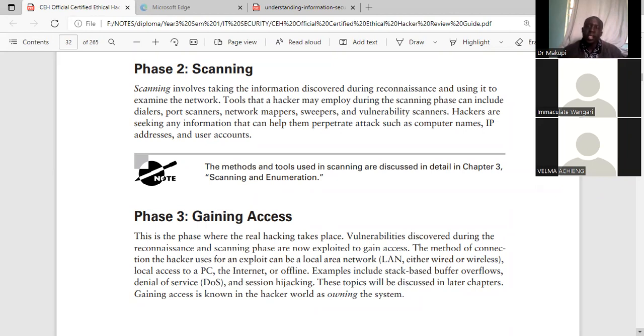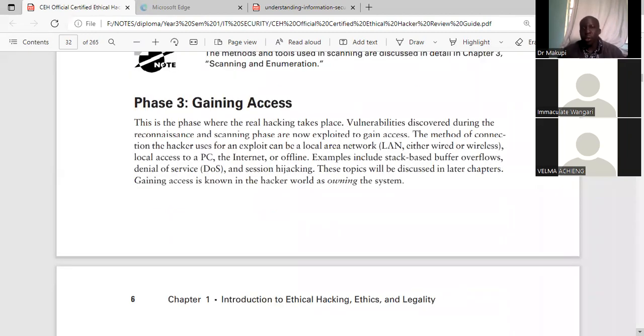You do reconnaissance, then you move to scanning. And then now gaining access. Now you have known the weakness. You have discovered the corridors, you see. So you're now going to enter inside, you see. So once vulnerability is discovered during reconnaissance and scanning, then the attacker now gains or exploits the system.